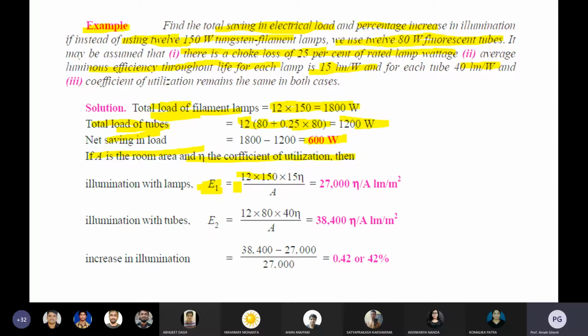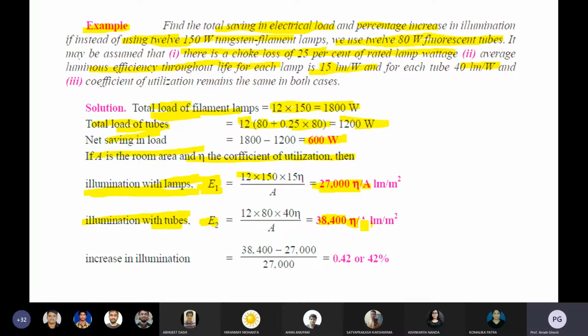For the lamp it was 27,000 eta per A, and for the tube it is more, 38,000 eta per A. For both cases, you directly get the percentage, since eta by A appears in both the numerator and the denominator, so they cancel each other. Finally, you get a 42% increase in illumination. Simple mathematics.